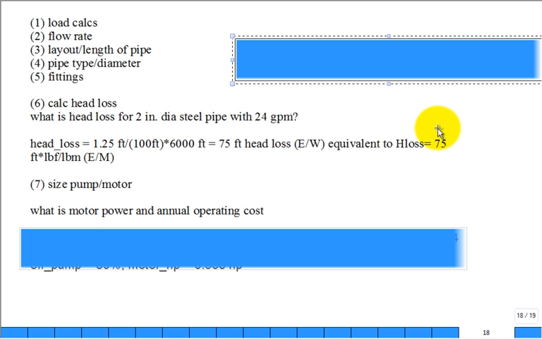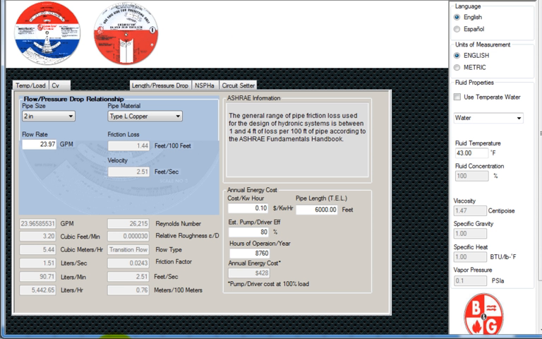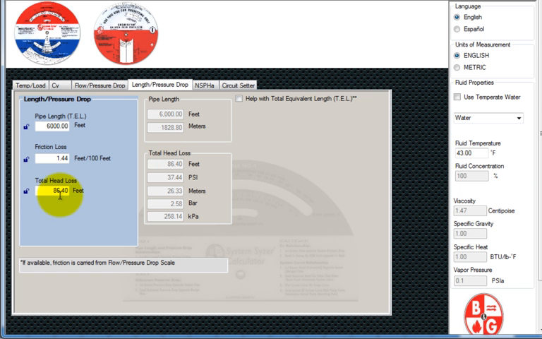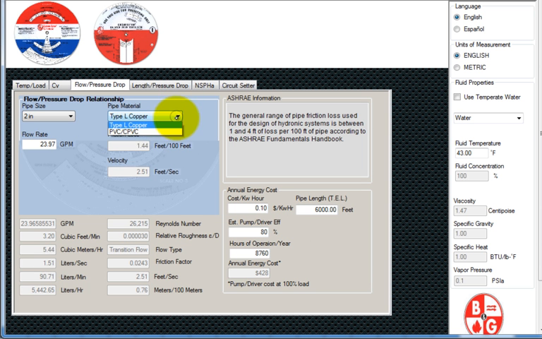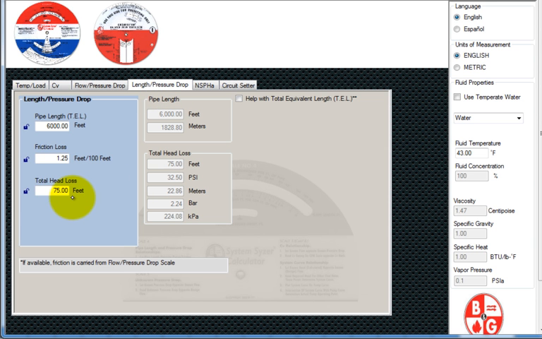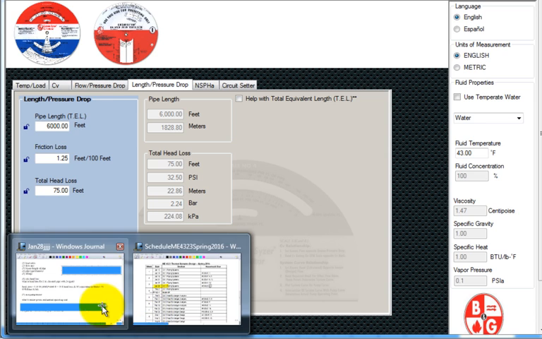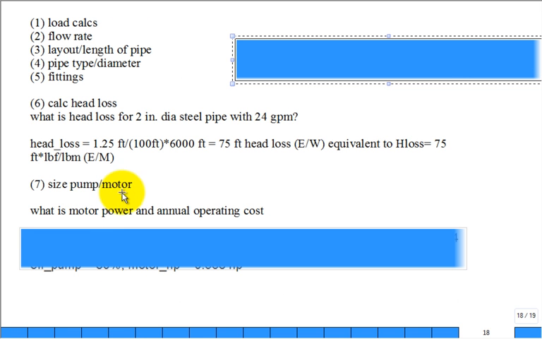So 75. Let's go back to the thing. And didn't we get a total head loss of, what did I do wrong? Is it 6,000? 1.4. Did I change the diameter? Oh, I think I changed the pipe. Put steel. Steel, okay, 75 foot. Right? Okay. Why was it less in the copper? Because it's smoother. So with that 75, then you can say size the motor and the pump.